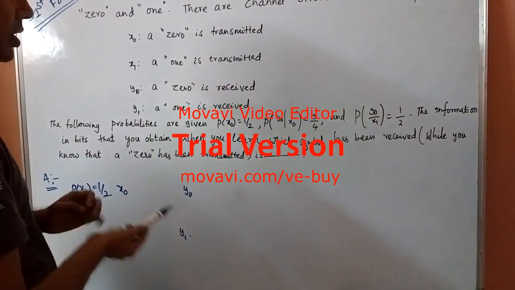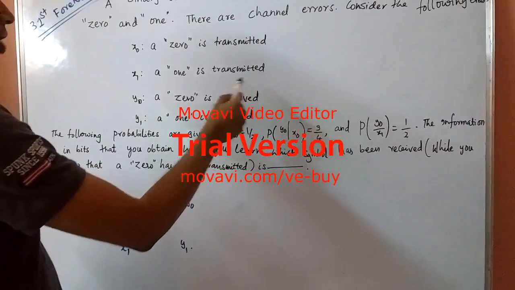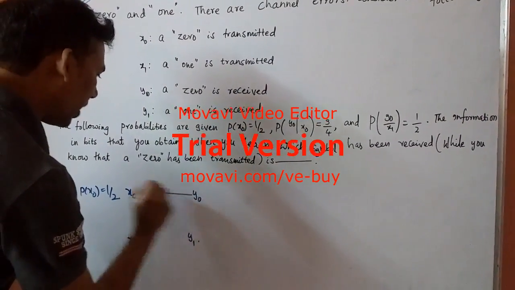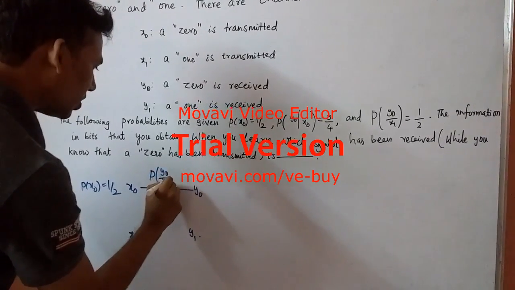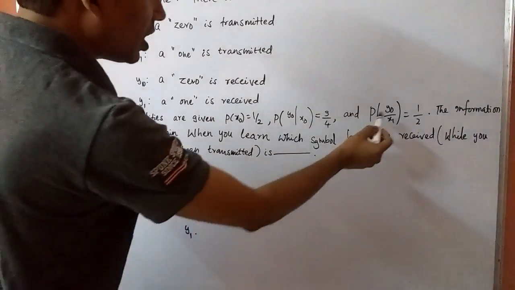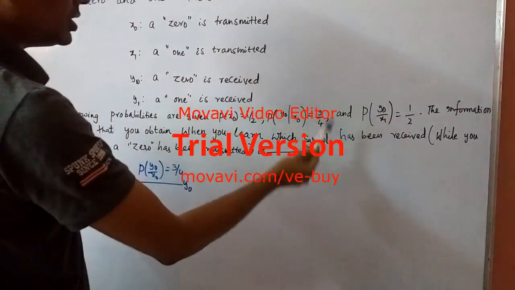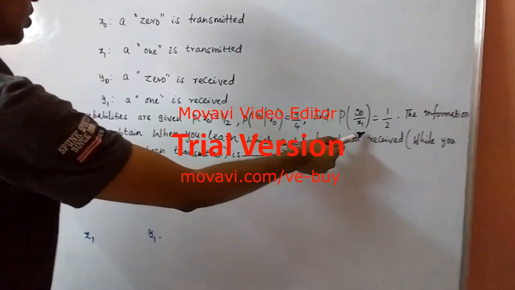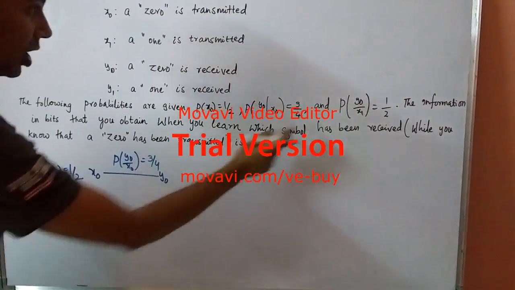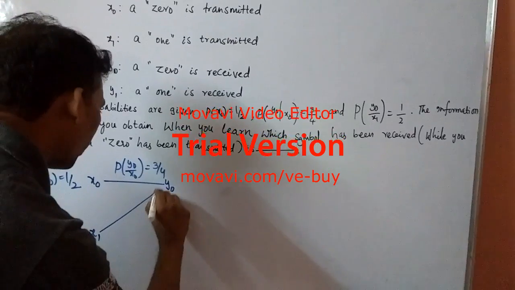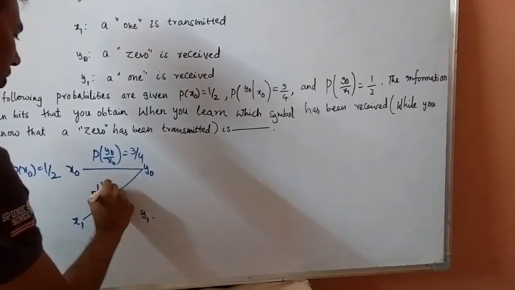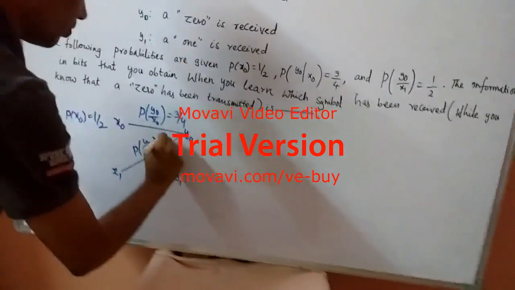What is the meaning of this? It is, in the receiver, the symbol is received as 0 when the transmitted symbol is 0. That is P of y0 by x0, and this is given as 3 by 4. And the next probability given is P of y0 by x1. This is, in the receiver, received as 0 when the transmitted bit is 1, that is x1. So probability of y0 by x1 is given, it is 1 by 2.